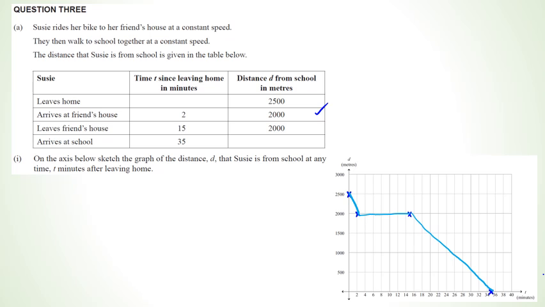Because if you get everything right here, you're looking at a merit. But if you only do like 2 sections of this correct, you only get an achieved. Or if you put points but you don't actually join them, then you also just get an achieved as well. Okay, let's go to the next question.